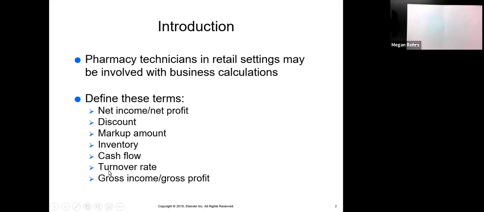Turnover rate, that's going to be how often the entire inventory turns over, meaning how often it is bought and sold throughout the year. And then gross income or gross profit, that's going to be the income that the pharmacy has throughout the year without taking out any of the expenses. So we're going to get into detail on all of these terms here.